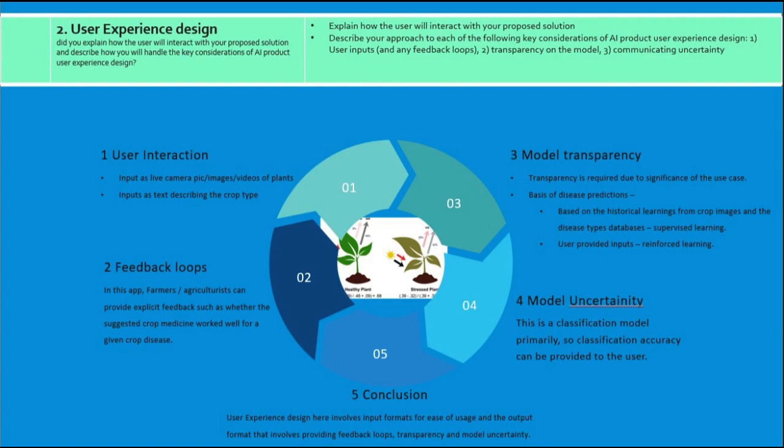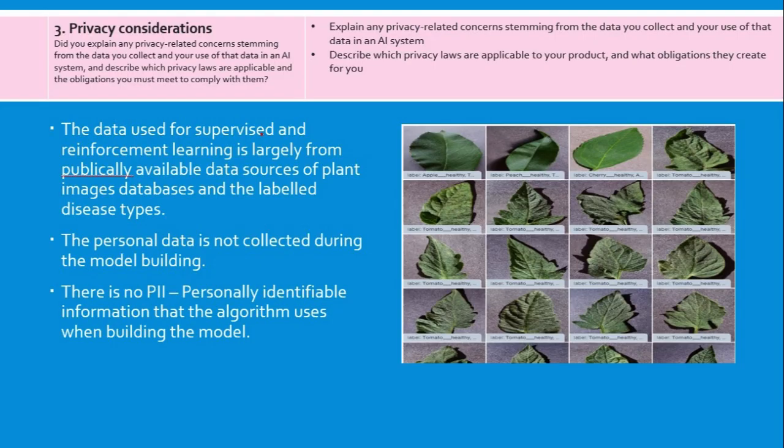The third step in the project assignment is discussing the privacy concerns. Since this project deals with plant images, there's no PII involved here. There's no personally identifiable information that the algorithm uses when building the model. And the data used for supervised and reinforcement learning as part of the model building is publicly available. So there's no privacy concern as such.